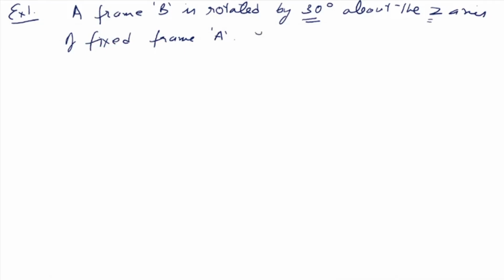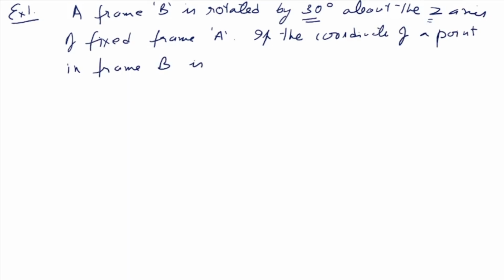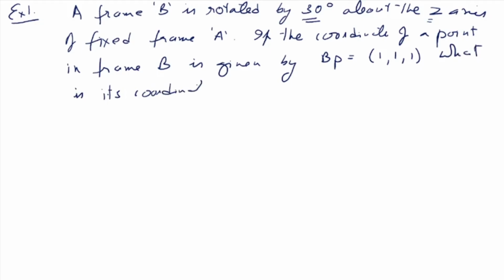Now if the coordinate of a point in frame B is given by, let's call this PB is equal to 1, 1, 1, just coordinate 1, 1, 1. What is its coordinate in frame A? So I hope you understand the question.